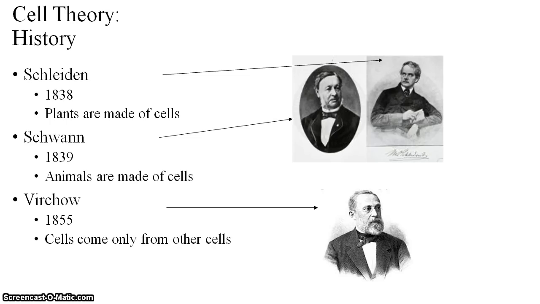Oh, sorry, let me go back. Virchow, in 1855, almost 15 years later, says that cells only come from other cells. That is because before his time, people thought that cells just appeared out of thin air. It was called spontaneous generation, I think. They appeared out of nowhere. Virchow actually was able to see some different stages of a cell dividing, and hence came to the conclusion that cells come from other cells. So there you go. There's your history.